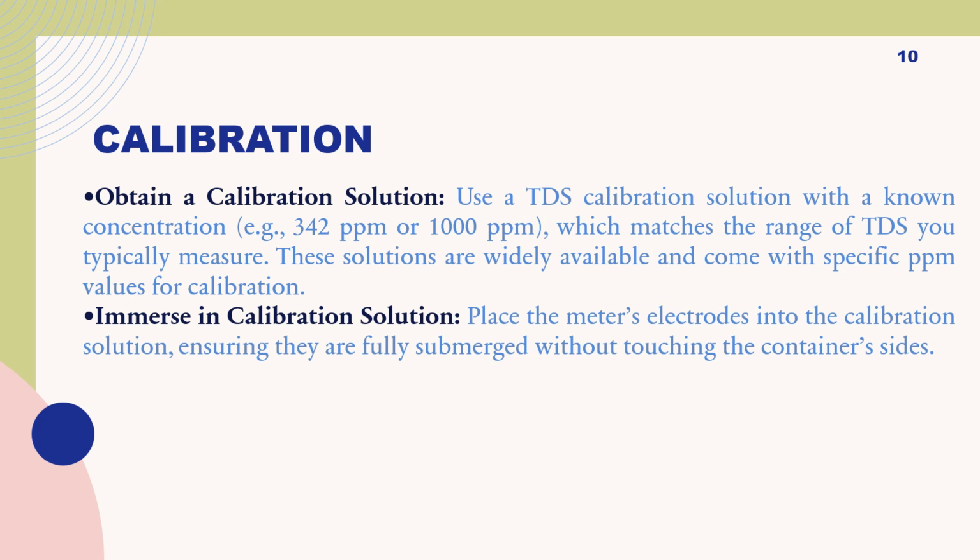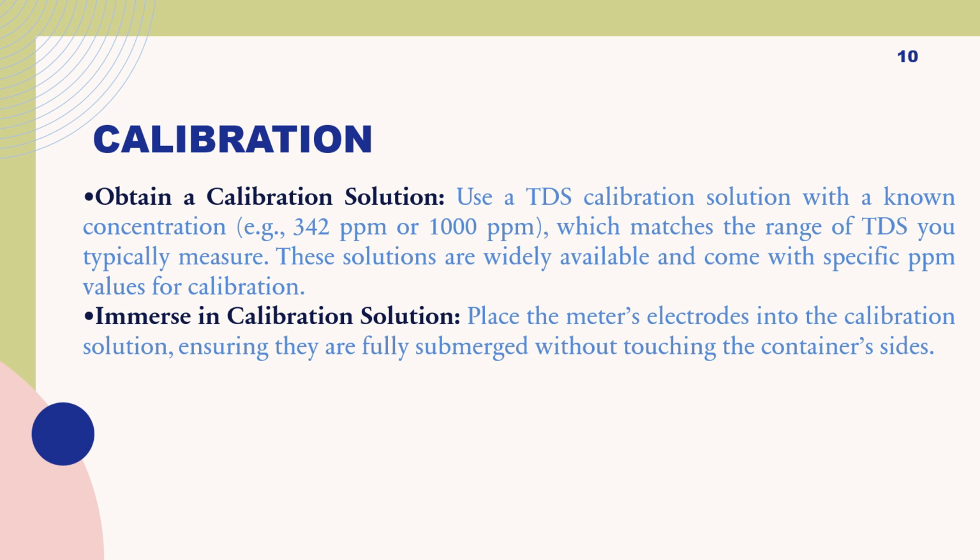Immerse in the calibration solution. Place the meter electrode into the calibration solution. Ensure that it is fully submerged in the water without touching the container sides. Adjust the meter. Some meters automatically detect and calibrate with the solution. Others have a manual adjustment screw or button for manual models. Adjust the reading to match the solution's known ppm value.